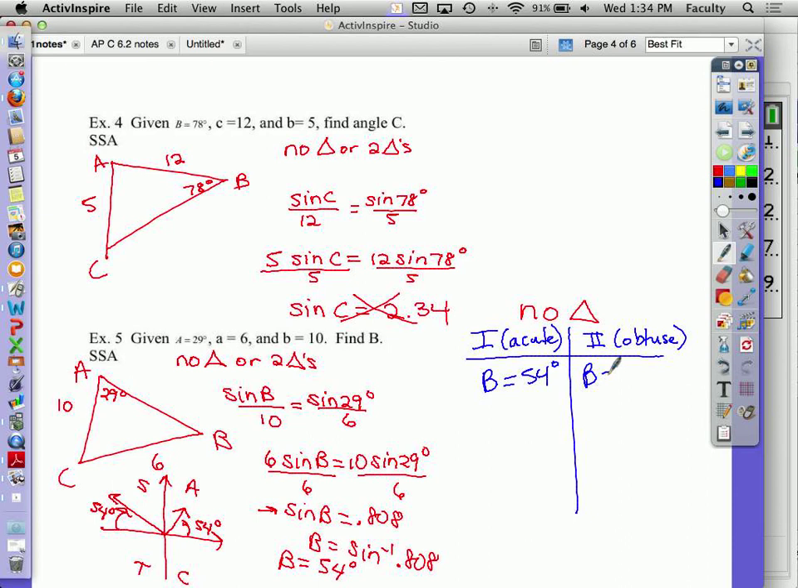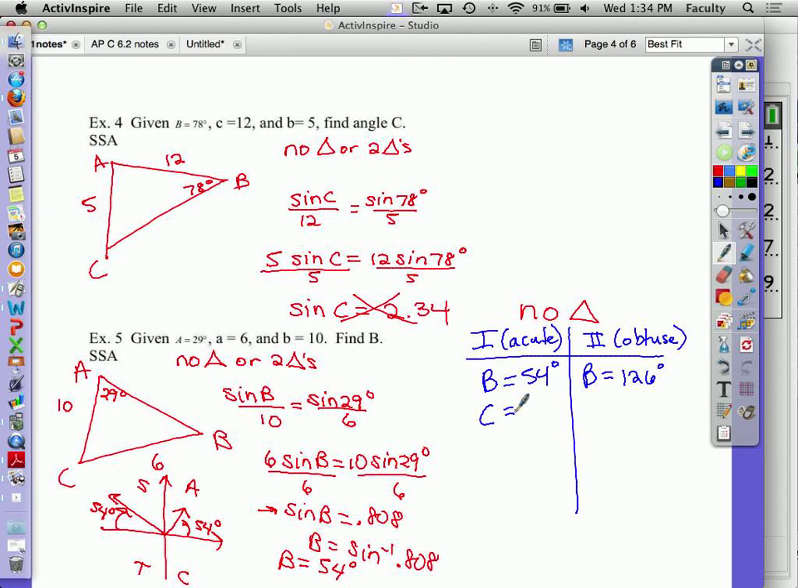How would we figure out what angle B is if it were in the second quadrant or obtuse? 180 minus 54. Good job. 180 minus 54, and that's 126. Now your givens remain given. Those are fixed. A is 29 degrees, side A is 6, and side B is 10. But my angle C's are going to be different depending on which triangle I have.